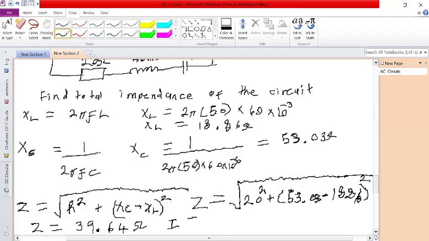And to calculate the current in the circuit, we just use Ohm's law. Current equals voltage over impedance. So current equals the voltage, which is 220, divided by the impedance, which is 39.64. The current in the circuit is 5.54 amps.